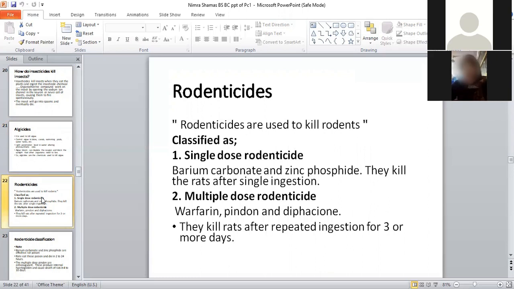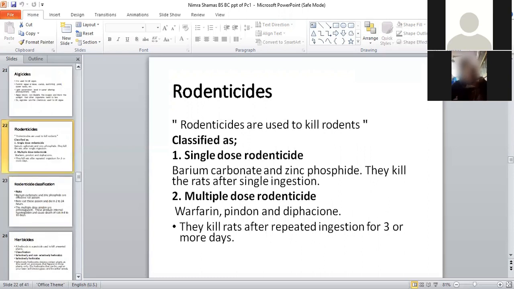Okay, next slide. Rodenticide, this is also most important, used to kill rodents like rats. They are classified as single dose rodenticide and multiple dose. This is the most important classification: single dose rodenticide. Single dose rodenticides, like barium carbonate and zinc phosphide, kill the rat after a single ingestion.